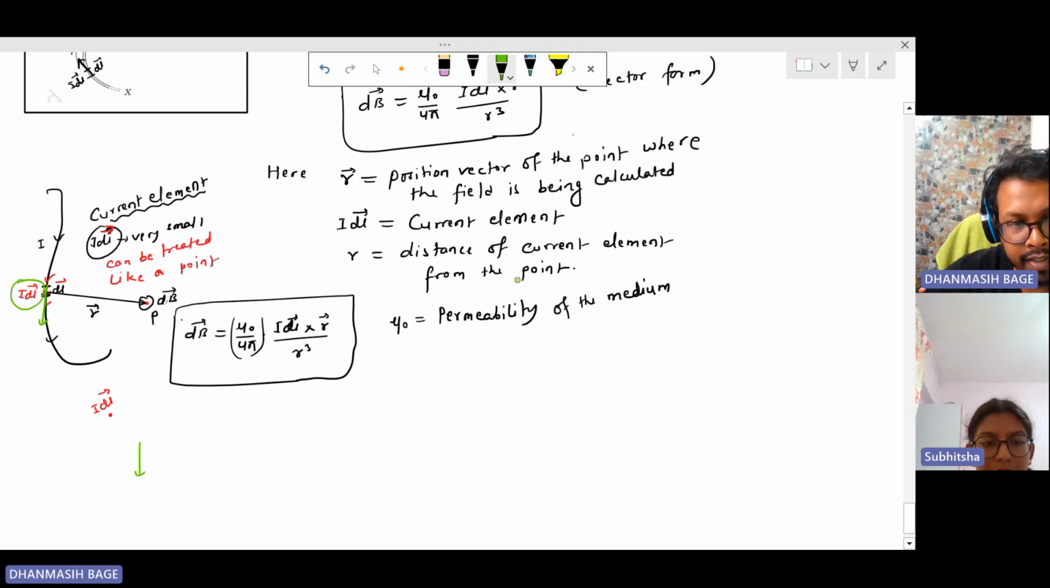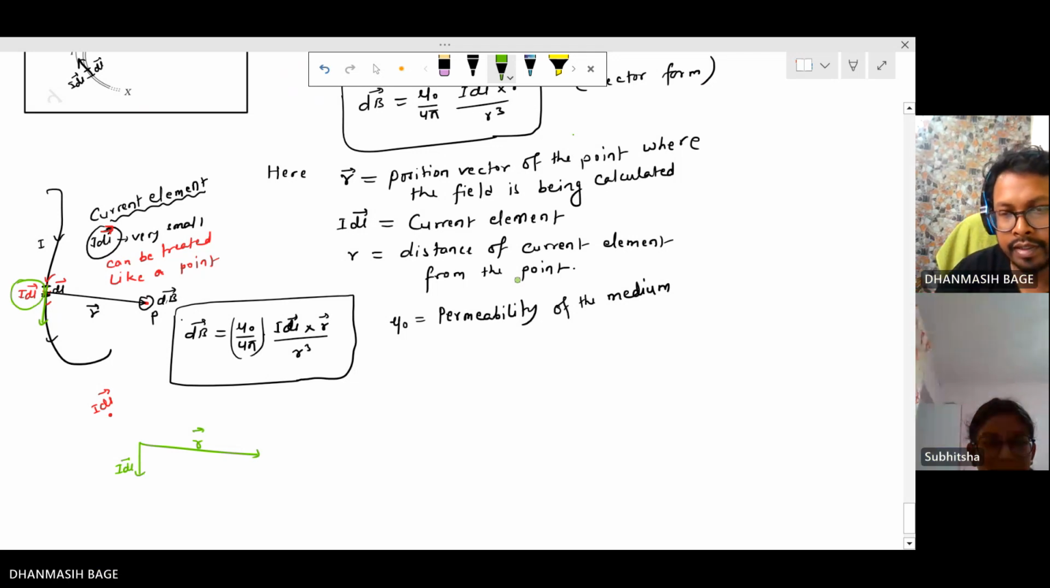The I dl vector is in this direction, and the r vector is in this direction. It is on the screen. Tell me, what is the direction of the magnetic field?